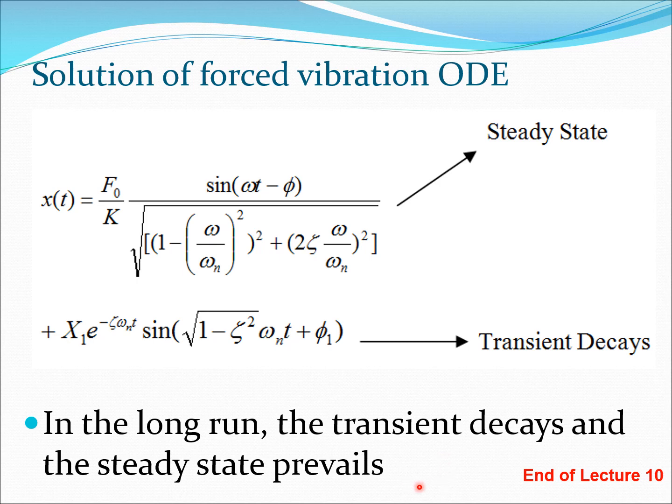So we can come to a philosophical conclusion of this lecture, which is that in the long run, the transient decays and the steady state prevails. So that's a philosophy of structural dynamics. Like we know in finance, they say in the long run, we are all dead. Here we can say in the long run, the transient is dead.